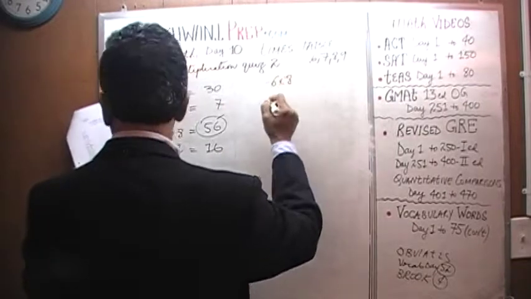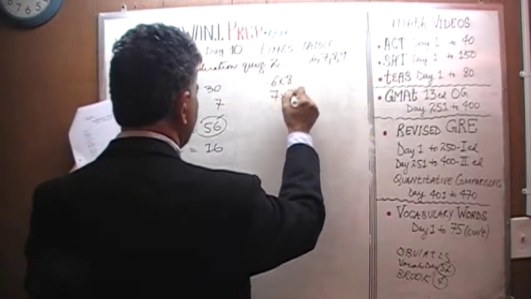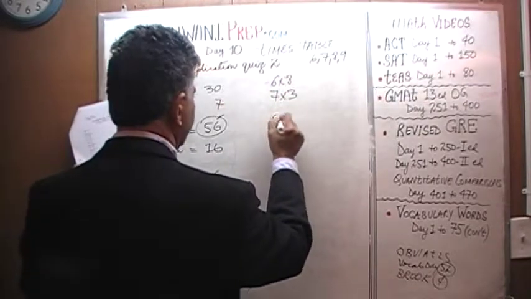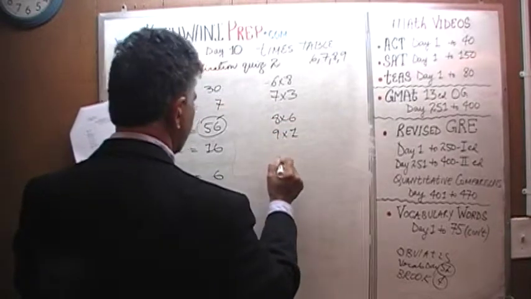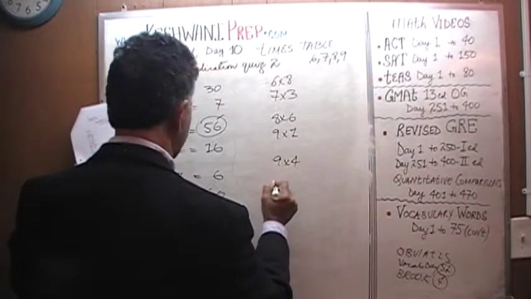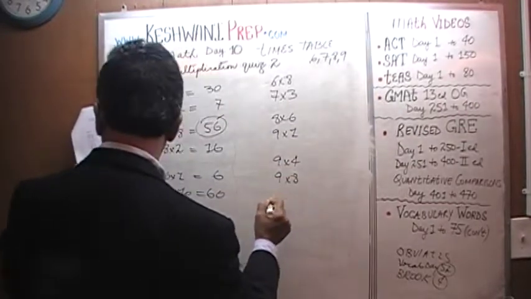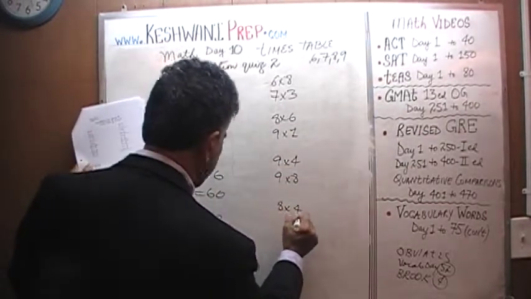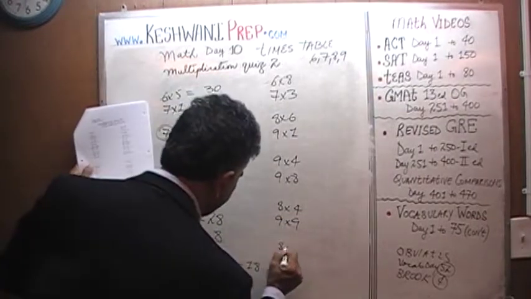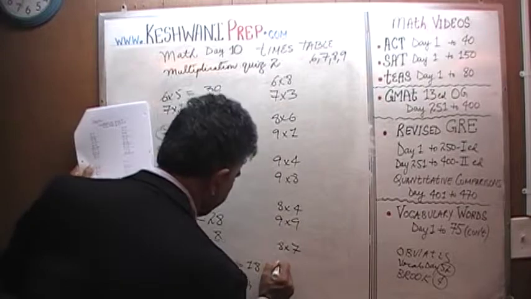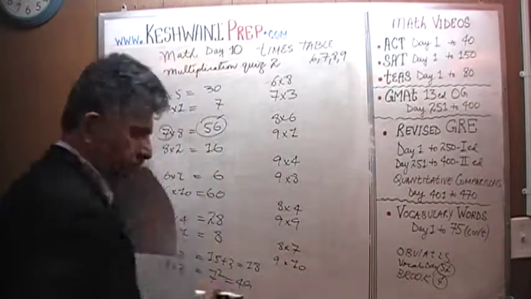Six eights, seven threes, eight sixes, nine ones, nine fours, nine eights, eight fours, nine nines, eight sevens, and nine tens. Let's see what we can do.